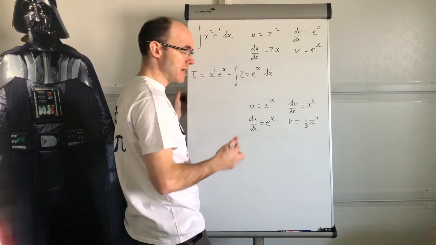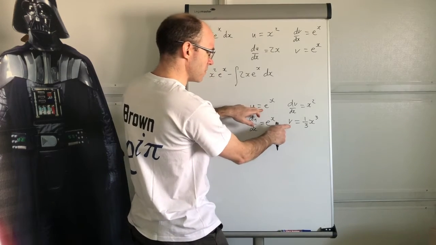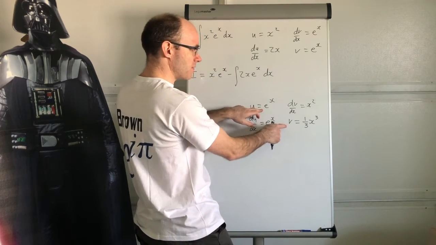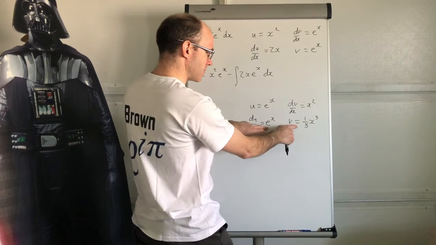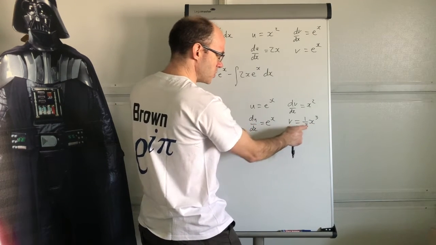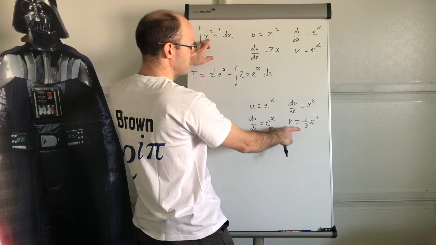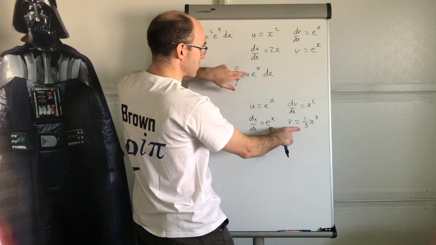Now, I'm not going to write the next bit down, but when you write down uv, that's fine. So that times that's not a problem. But then when you subtract the integral of v du dx, you're going to have that times that. So we'd have to integrate 1/3 x cubed e to the x. Whereas before we had x squared. And doing it the right way around, we've got x.